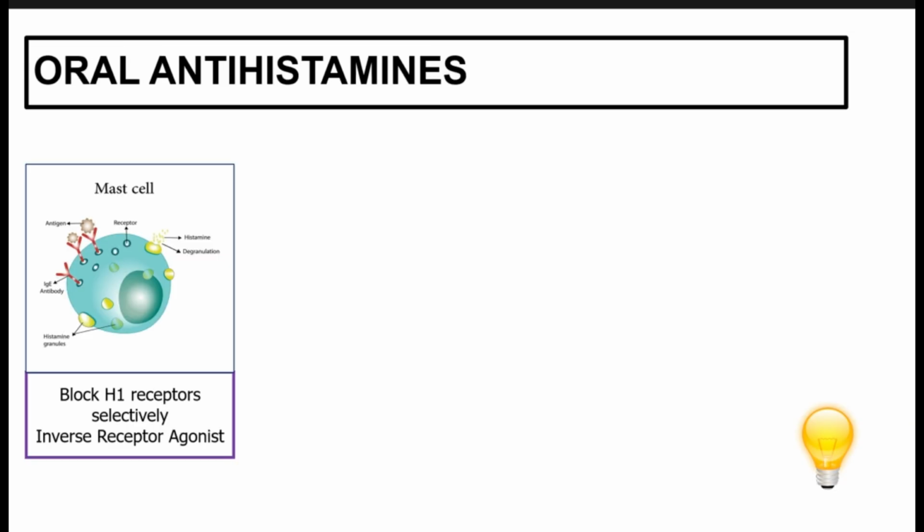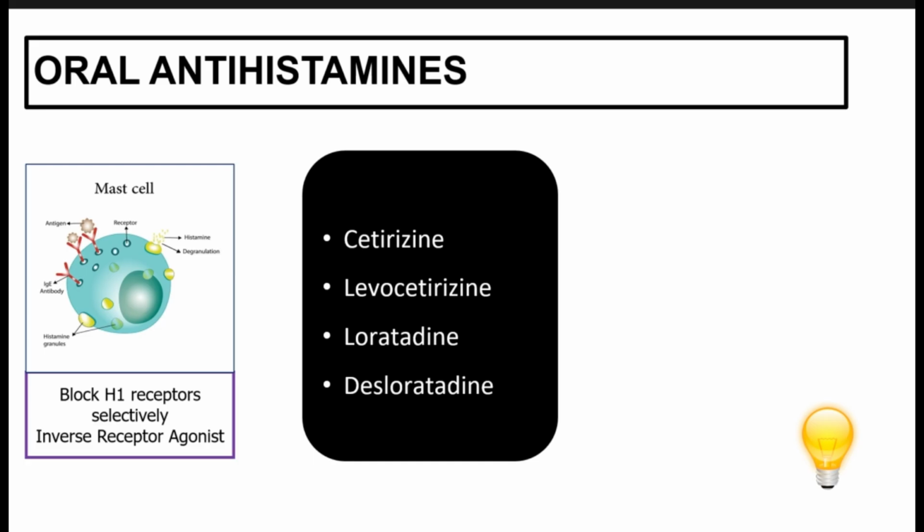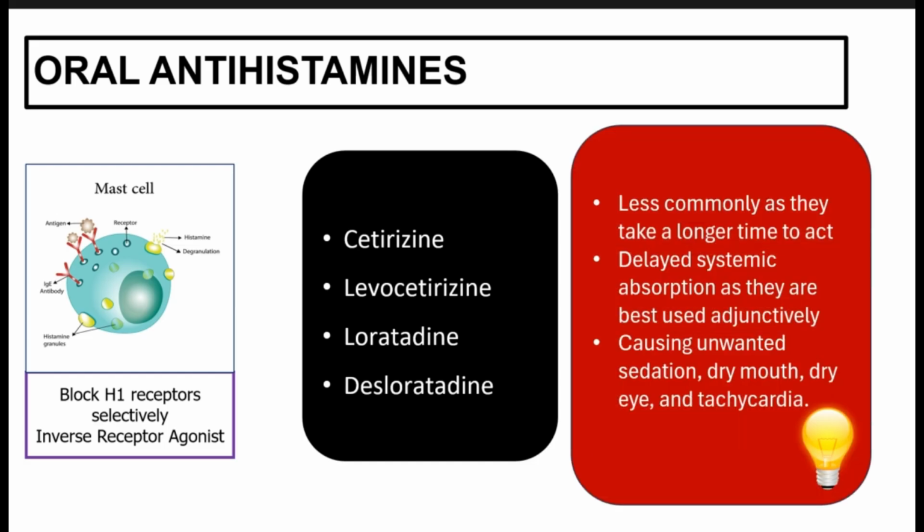Okay, what about the oral antihistamines? Now, oral antihistamines that are available to us are cetirizine, levocetirizine, loratadine, and desloratadine. Okay, now one major undesirable effect with oral antihistamines is that they are going to bind to receptors in the unaffected tissues as well, right? So they are going to bind with the histamine receptors present in the brain, in the eye, in the heart, and therefore they cause unwanted side effects like sedation, dry mouth, dry eye, and tachycardia. Moreover, they are not as specific as the topical antihistamines. So they will bind with your H2 receptors also, leading to all these complications, right?